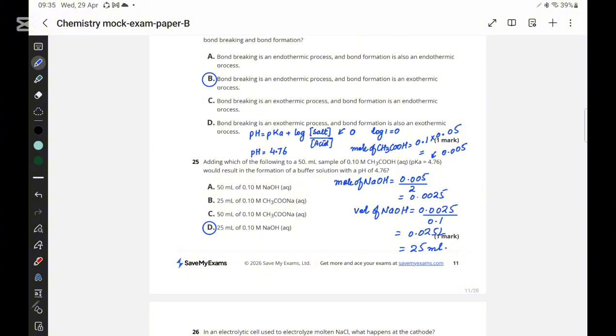Only in that condition you are going to have equal moles of CH3COOH and the salt, which is CH3COO minus, because when they react they are going to form this salt. So this also needs to have the concentration of 0.0025, and when they both have equal concentration, the salt and acid, only in that condition pH value becomes equal to pKa.